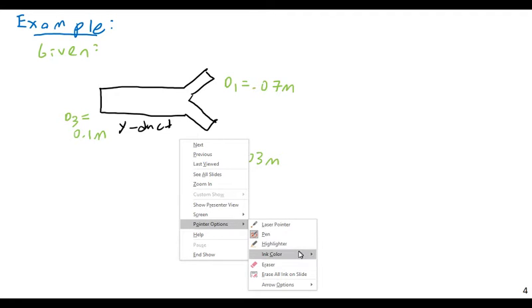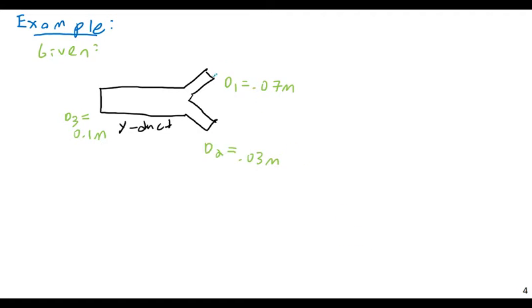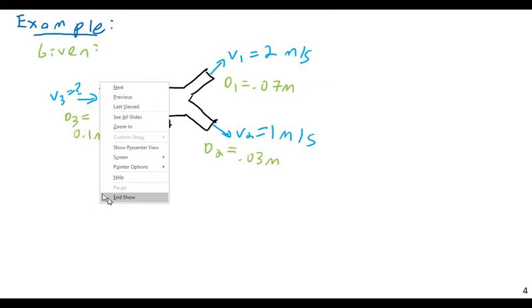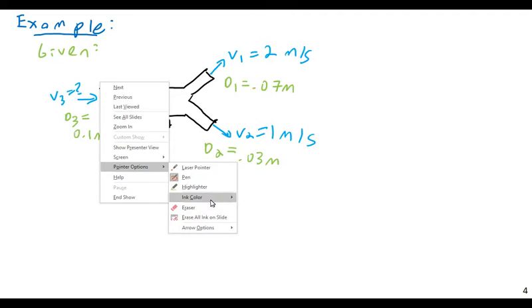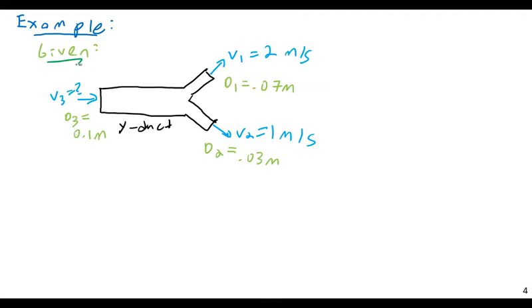Then I'm also told that I have some velocities here. V1 is going to be 2 meters per second. V2 is 1 meter per second, and you can probably see where this is going. V3 is unknown. And so we wish to find V3.